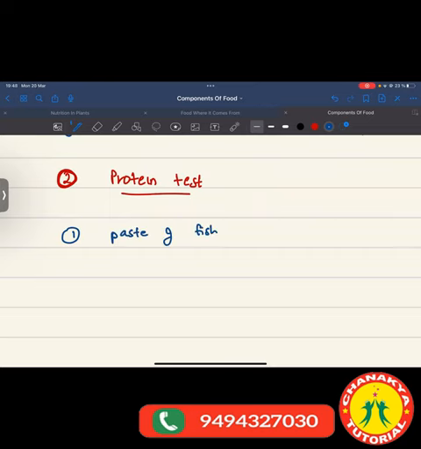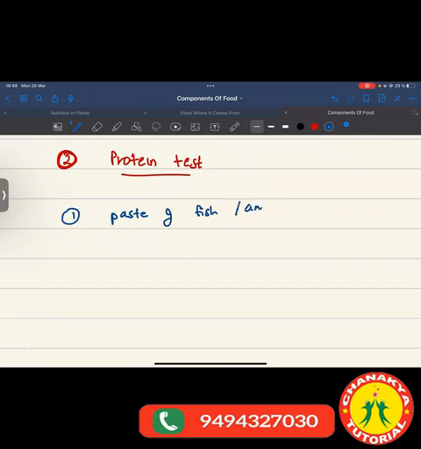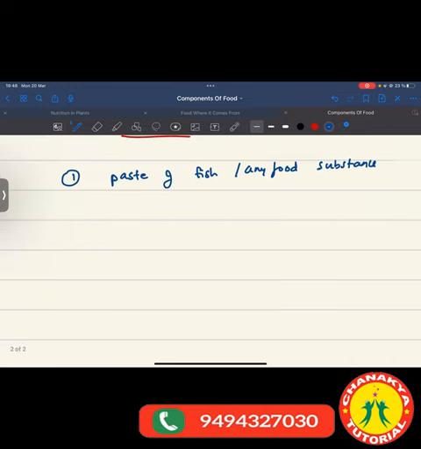So first, taste of fish, or any food substance. It can be any substance. Now, for example, I'm using potato itself. I'm going to mash the potato and use it. And what am I going to do? I'm going to add to it 10 drops of water. Once I've added 10 drops of water, I'm going to nicely shake the test tube.